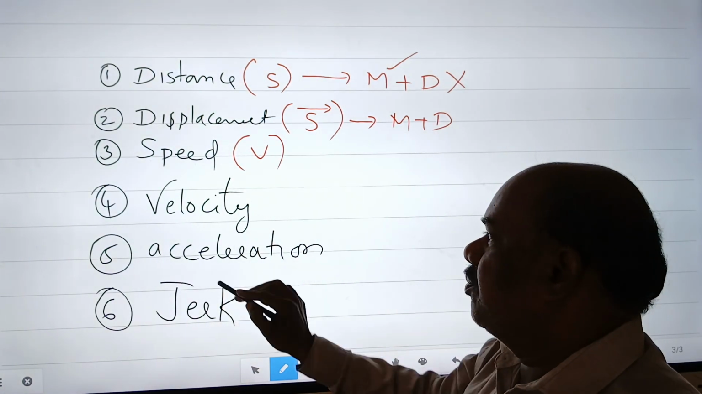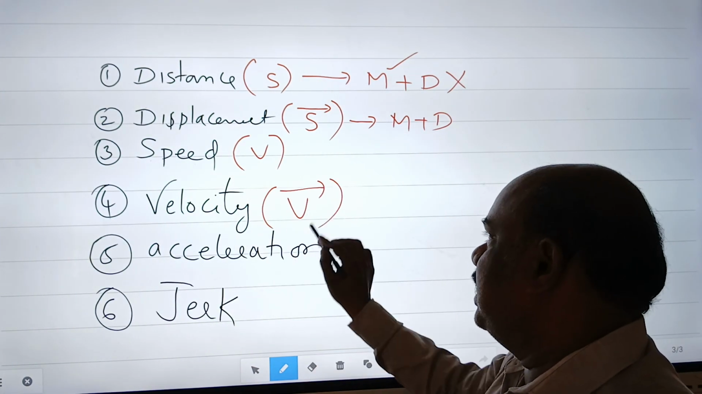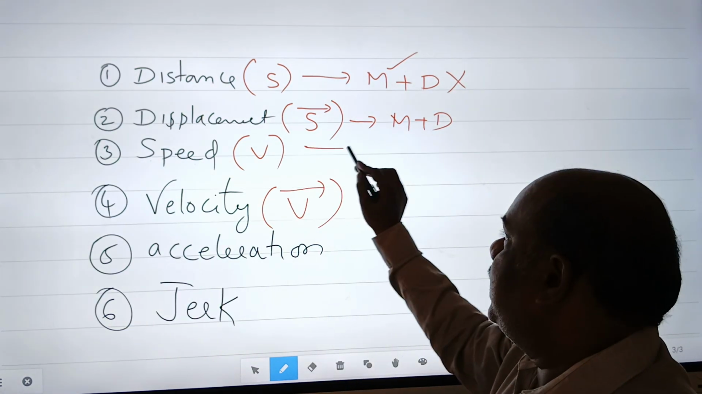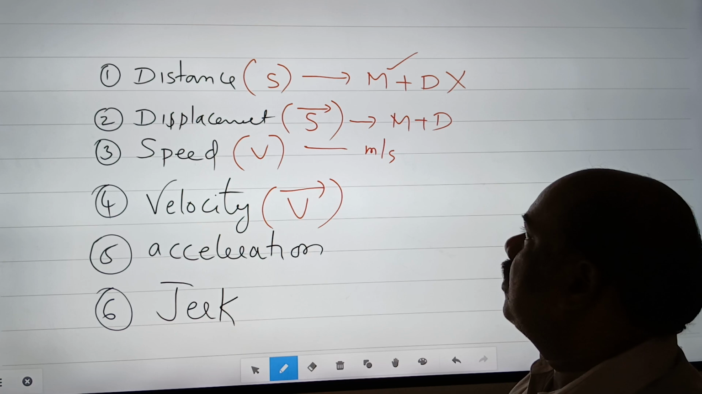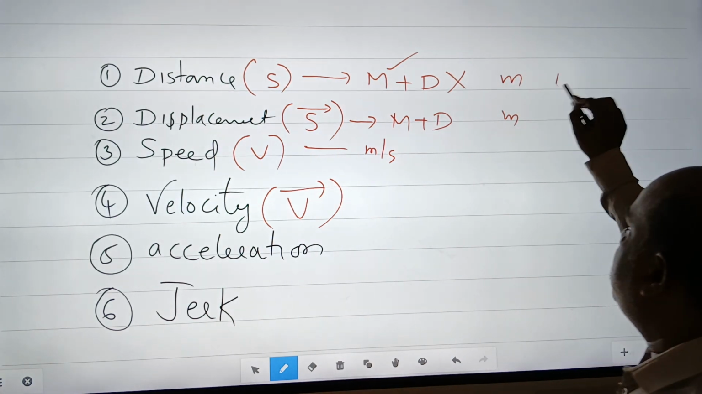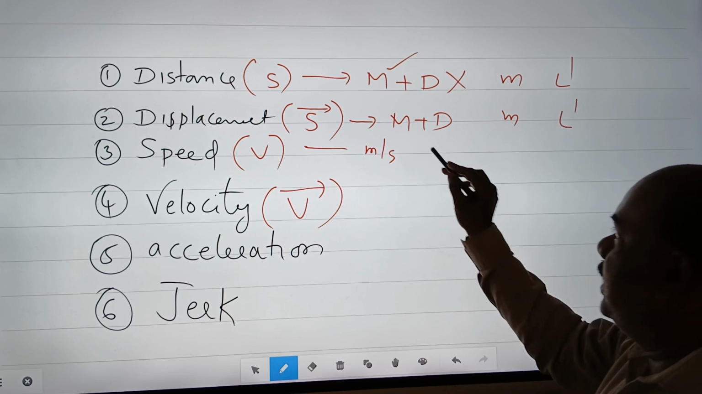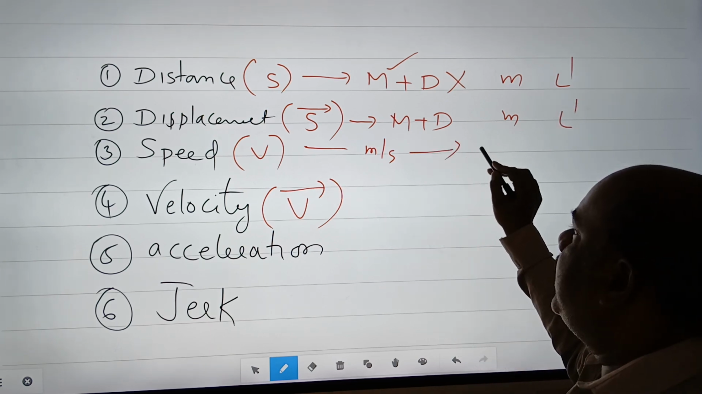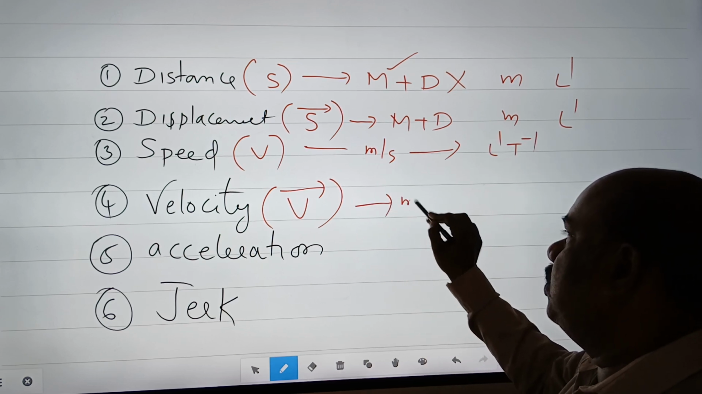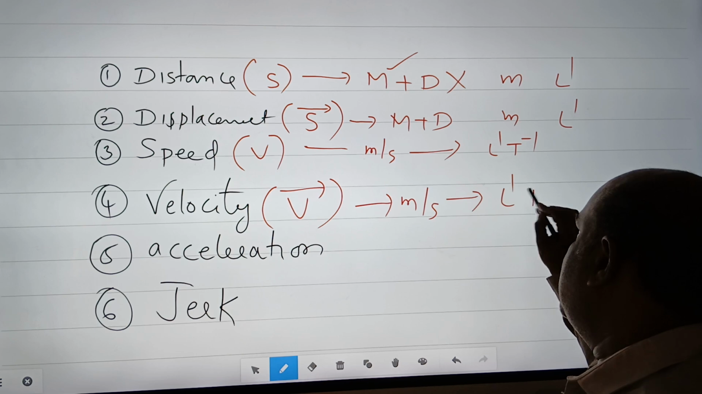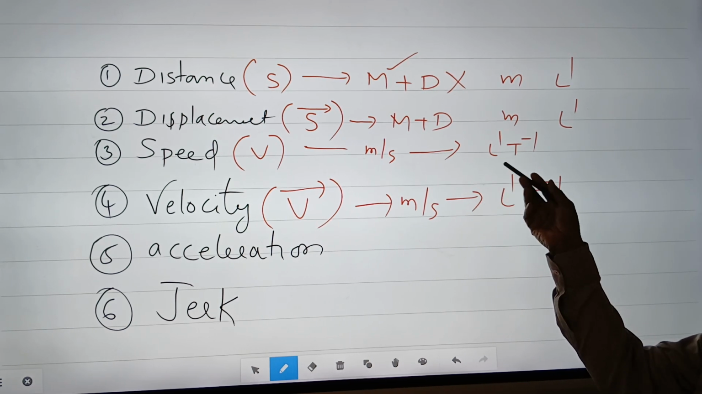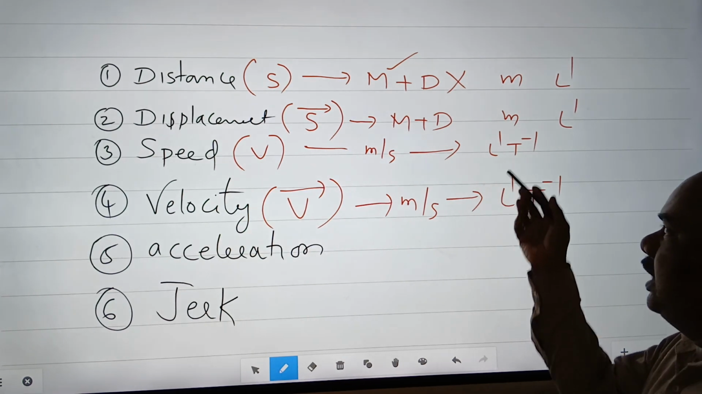Speed is denoted by v, velocity is denoted by v bar. Again the same difference here. Speed has no direction, only magnitude. Speed is measured in meter per second. Distance is measured in meter, displacement is also meter. The dimensional formula is also the same, L1. Speed equals what? L1 T minus 1, this is the dimensional formula. Velocity unit is also meter per second. This is also L1 T minus 1. That means meter per second means L1 by T1. T1 comes into the denominator.